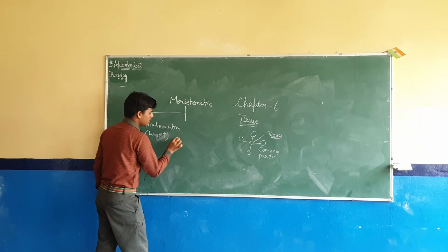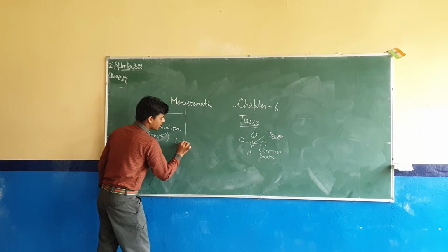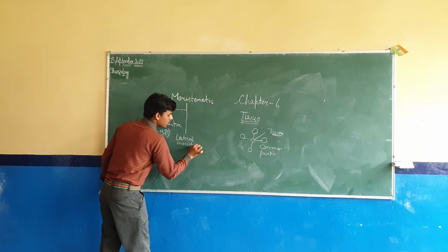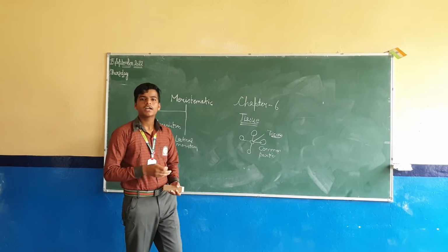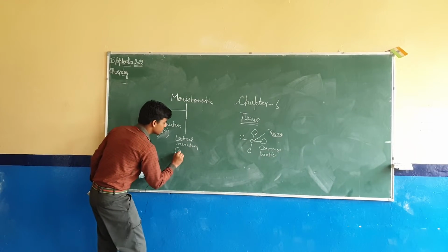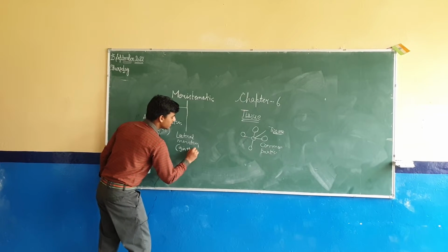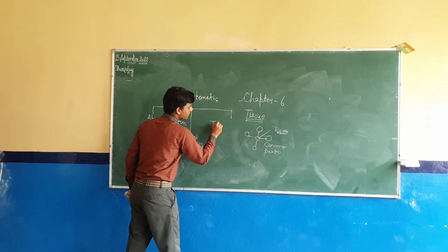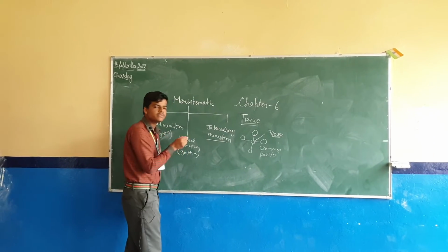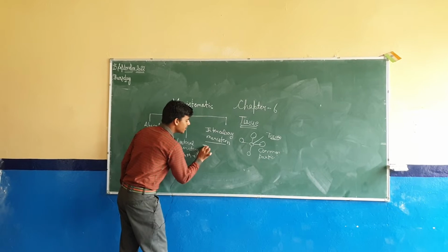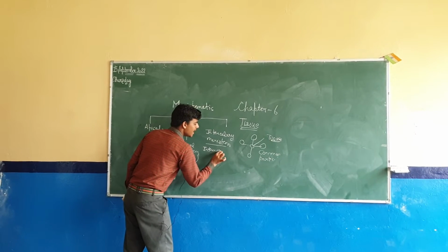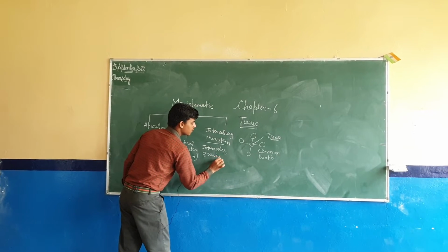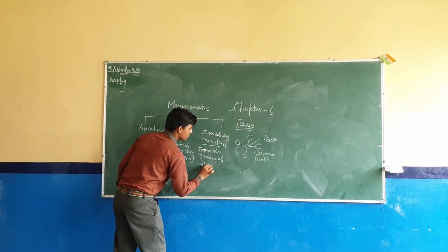Second one is lateral meristem. It is responsible for increasing the girth of the trunk region. And the third one is intercalary meristem. It is found at the internodes and is responsible for the growth of flowers and fruits.